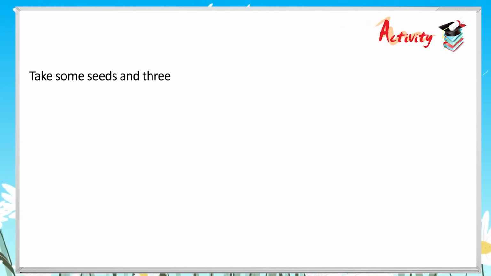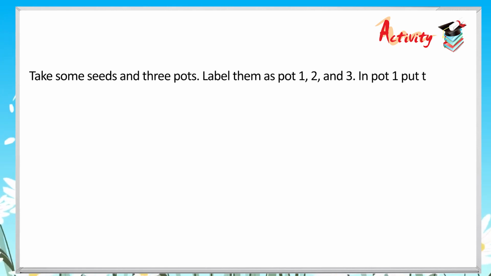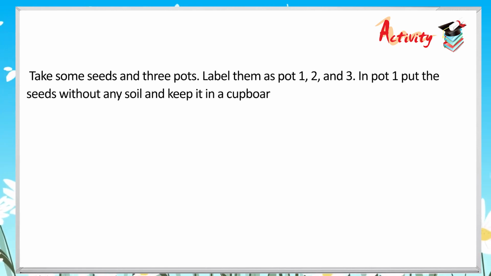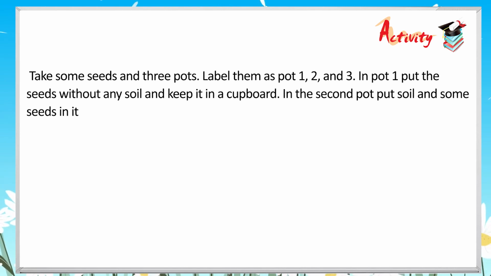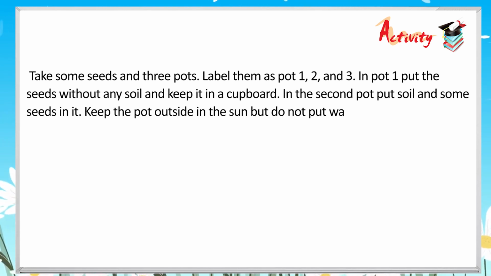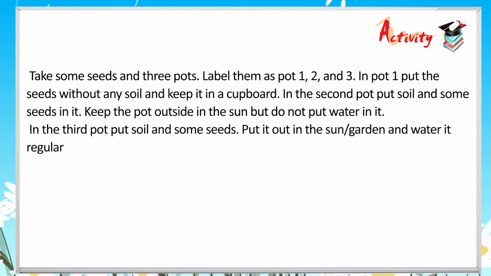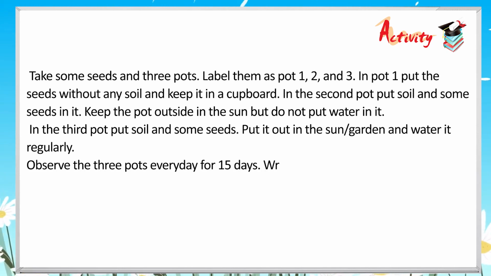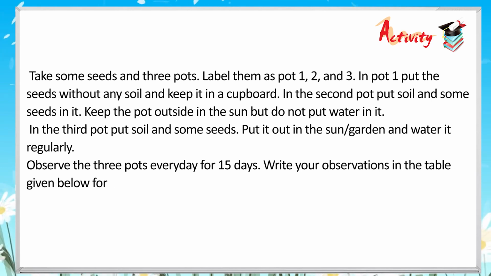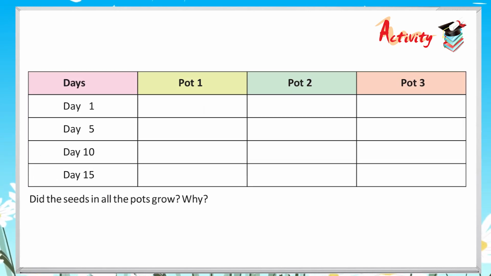Activity. Take some seeds and 3 pots. Label them as pot 1, 2, and 3. In pot 1, put the seeds without any soil and keep it in a cupboard. In the second pot, put soil and some seeds in it. Keep the pot outside in the sun but do not put water in it. In the third pot, put soil and some seeds. Put it out in the sun garden and water it regularly. Observe the 3 pots every day for 15 days. Write your observations in the table given below for the given days.